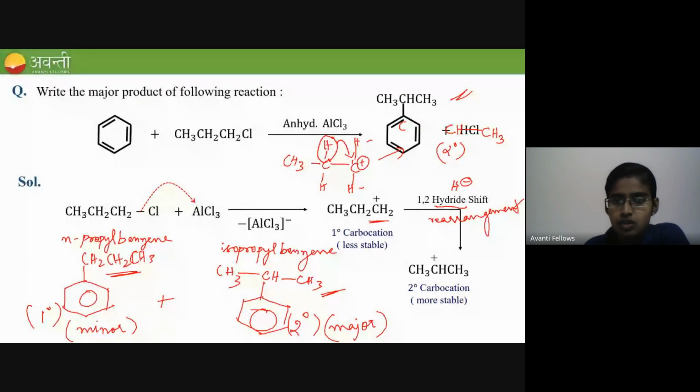Yes or no? Just let me know if this concept is clear. If this rearrangement part is clear, just let me know in the chat box.